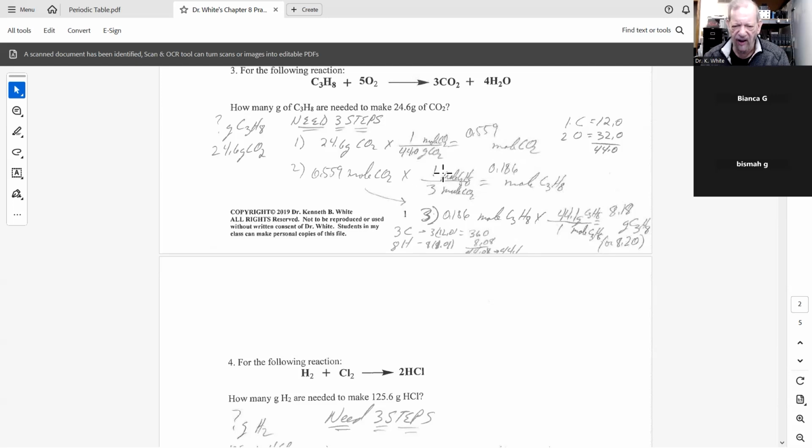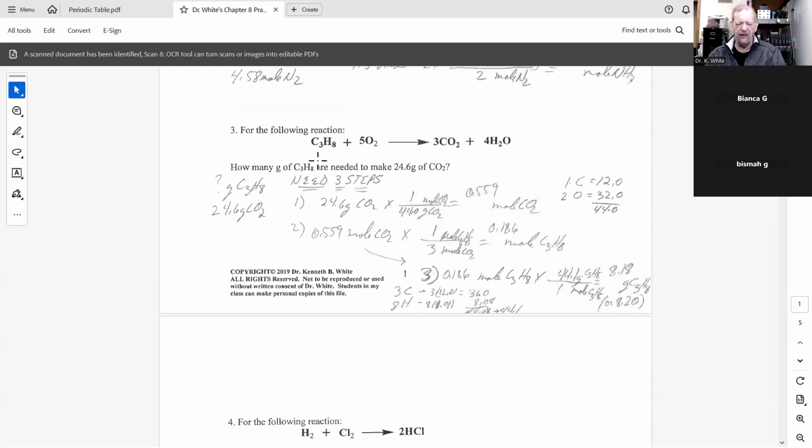Where do we get these numbers? The coefficient, the number in front of a molecule or atom in a balanced chemical equation, gives you molar quantities. And when there's no number, that number is 1. So what this balanced chemical equation, and by the way, for these 3-step equations, I'm going to give you a balanced chemical equation.